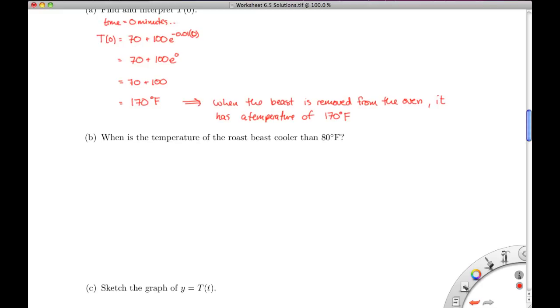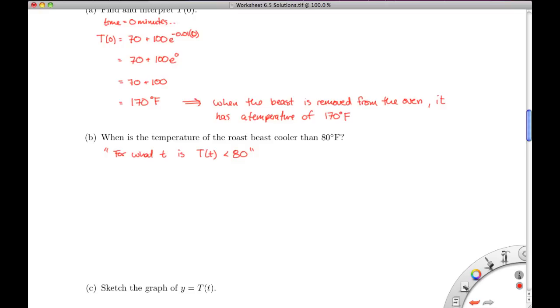So in part B, it asks us, when is the temperature of the roast beast cooler than 80 degrees Fahrenheit? So it's not asking when is it equal to 80 degrees Fahrenheit, but when is it cooler than that? So when has the temperature dropped below 80 degrees Fahrenheit? Essentially it's asking us for what t is our temperature function less than 80. And that's how we're going to interpret this. Essentially we've got an inequality here that we have to solve.